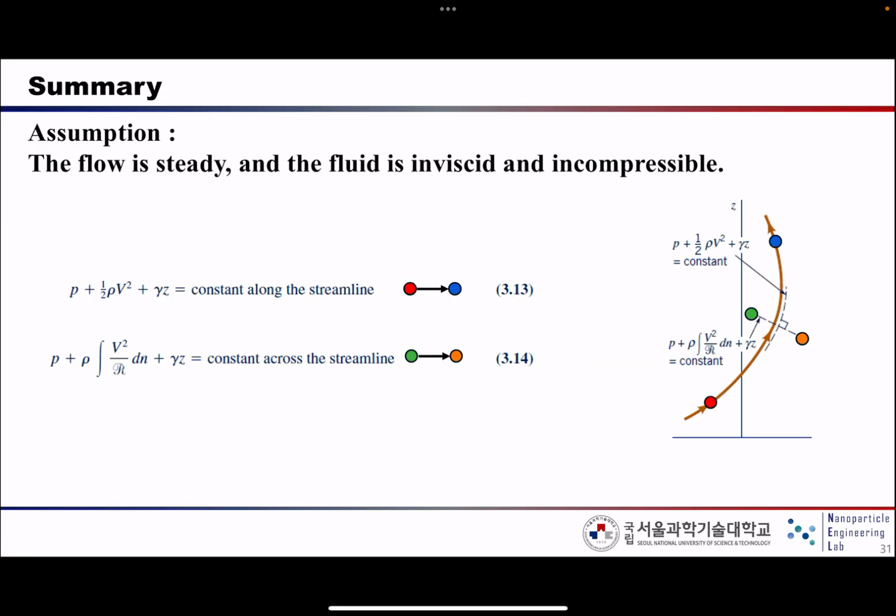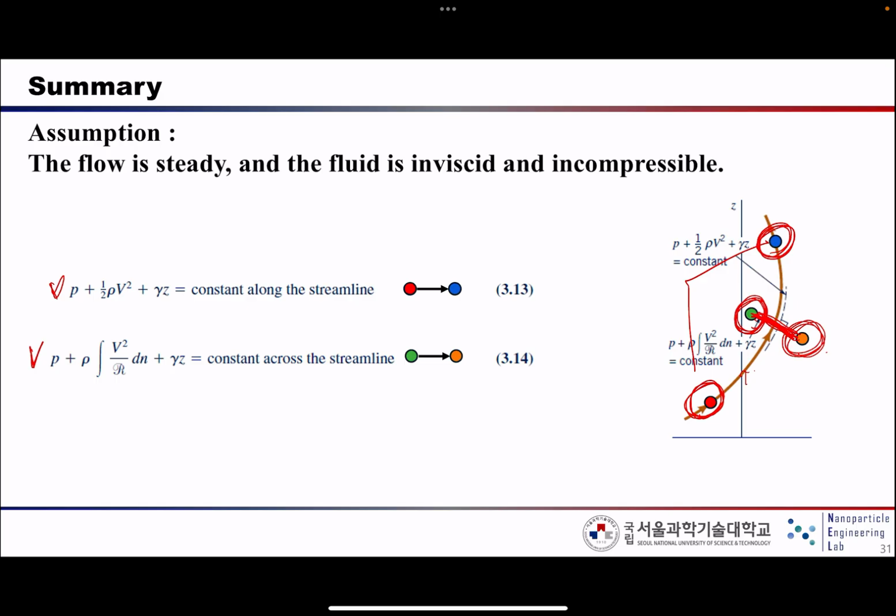Because this brown line represents the streamline, and this one represents the normal. If you investigate the red point and the blue point, to compare the difference in terms of the velocity or the pressure, you can use the Bernoulli equation. But if you want to compare the green color and the orange color, which are normal to a streamline, then you should use the second equation.